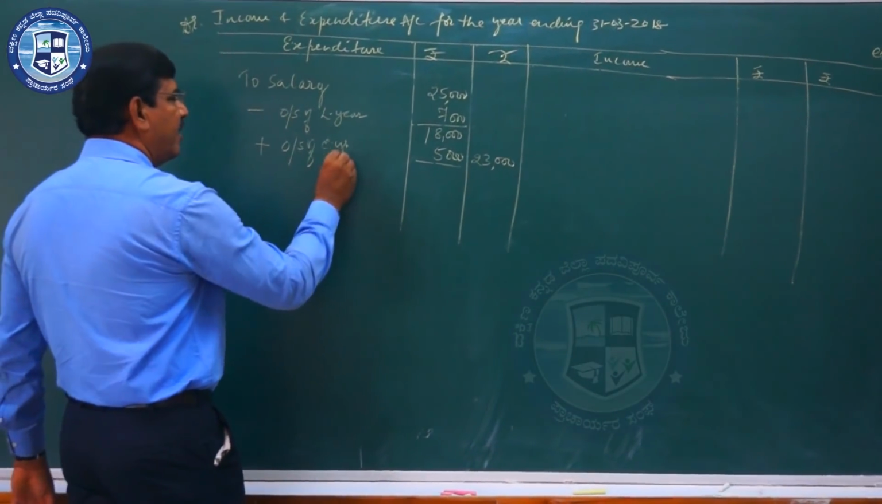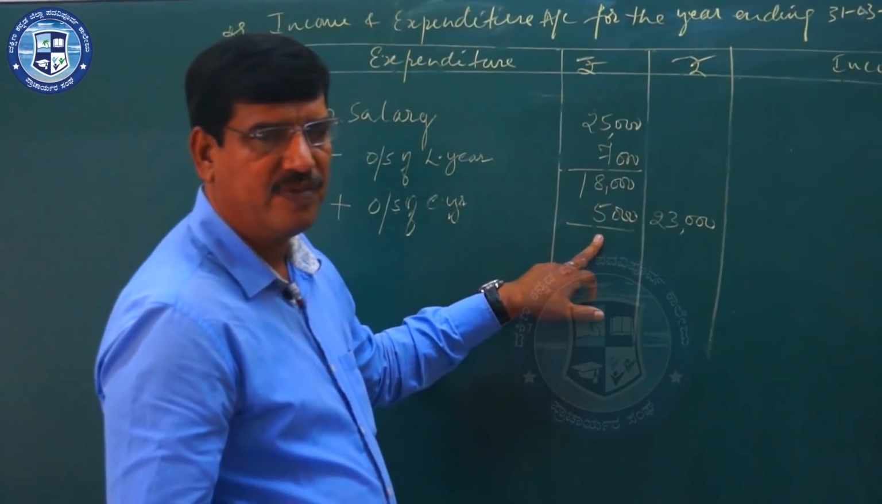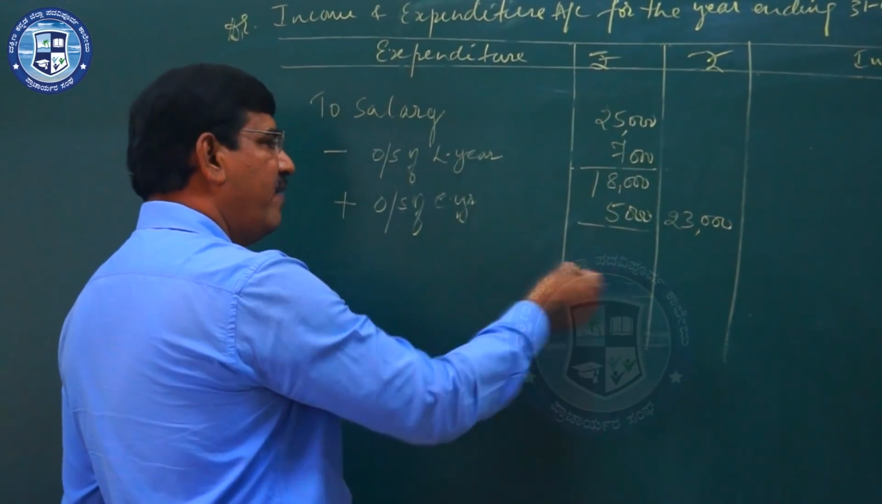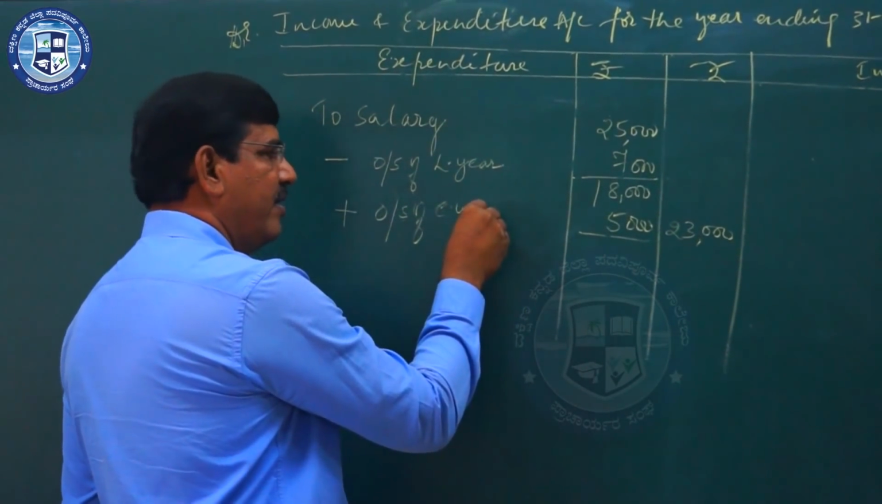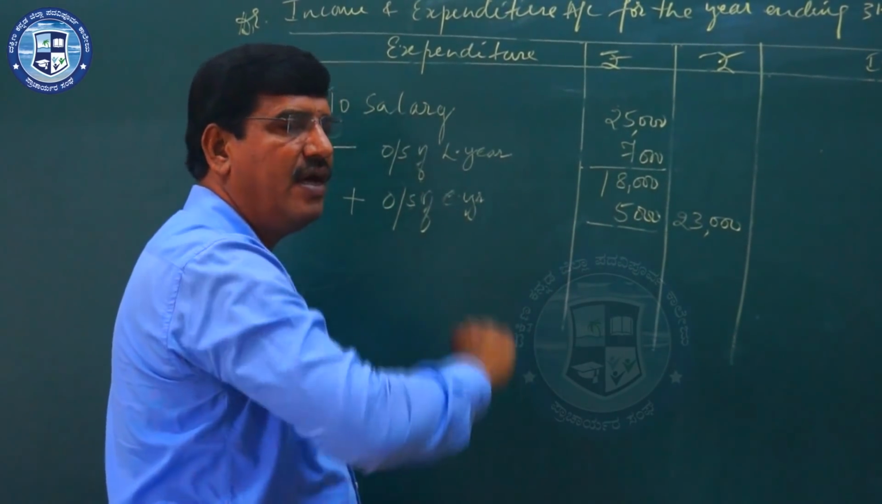Outstanding of current year, 5,000, we have taken this amount from the adjustments. So since we have taken this amount from the adjustment, we have entered it here in the income and expenditure account and again we have to write it in the balance sheet.